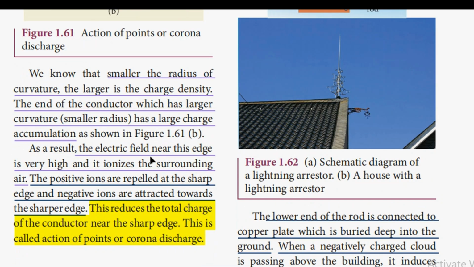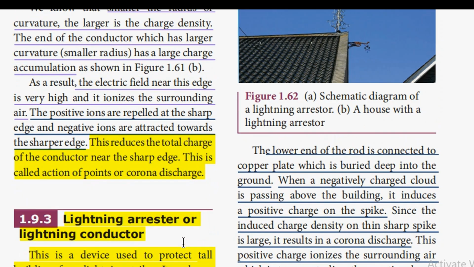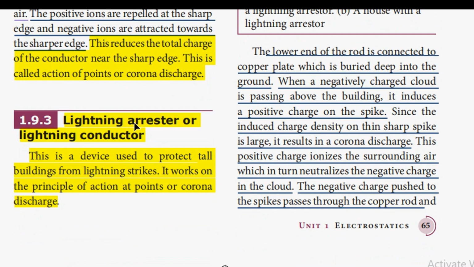As a result, the electric field near this edge is very high and it ionizes the surrounding air. The positive ions are repelled at the sharp edge and negative ions are attracted towards the sharper edge. That will reduce the total charge of the conductor near the sharp edge. This is called action of points or corona discharge. So based upon this, let us study the lightning arrestor or lightning conductor.